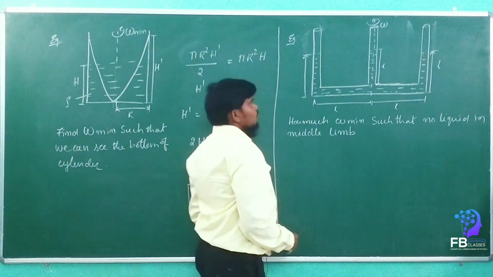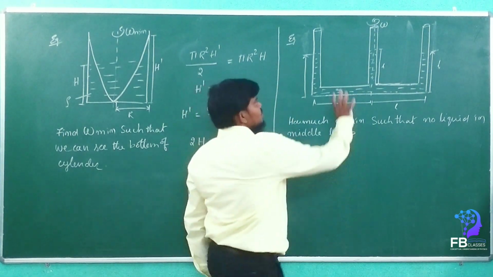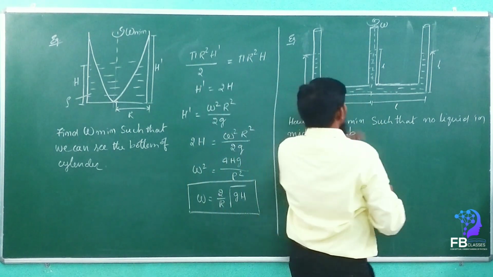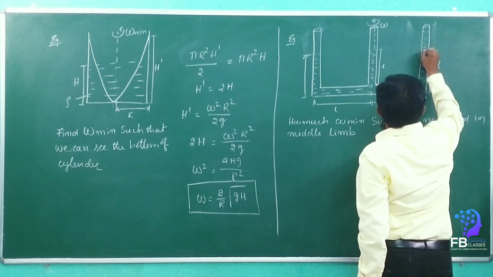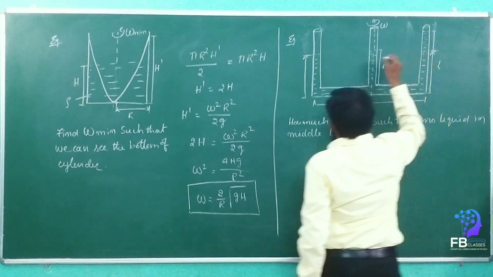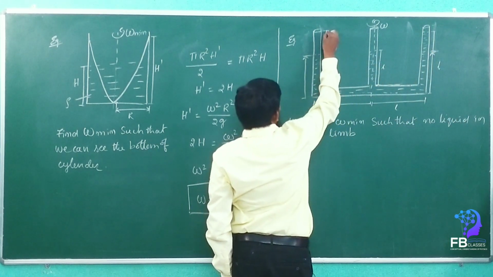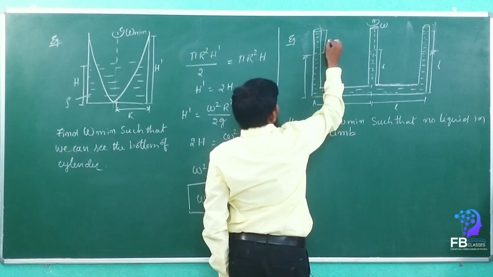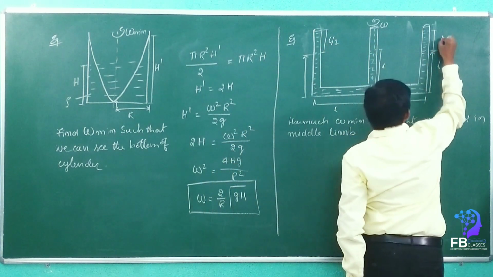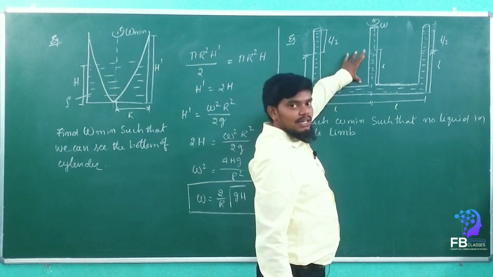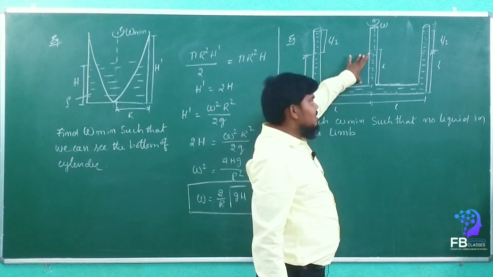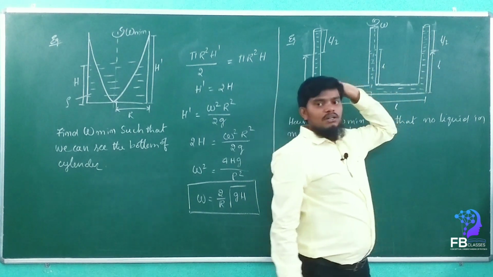So what is the final condition? Once we rotate the system, the total L volume of the liquid will come into both sides of the limb. So how much is it? This is L by 2. Here also L by 2 of the liquid will rise, because this length is L. Are you getting my point? So a total of L by 2 will rise up.